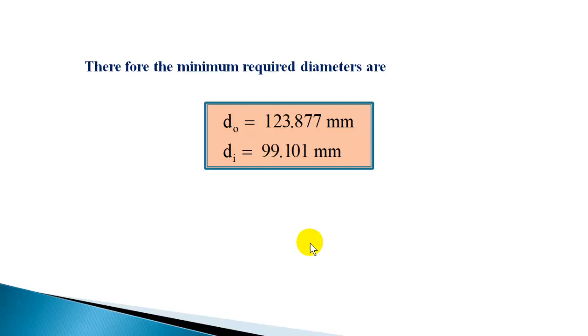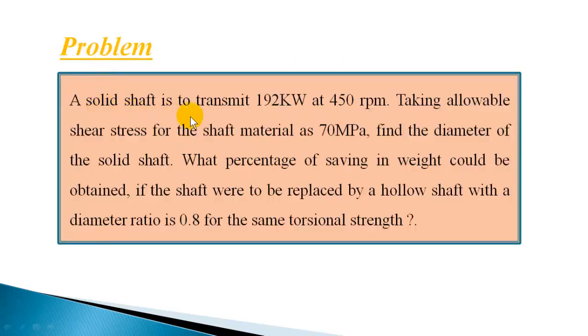Now let us work out another example. A solid shaft is to transmit 192 kilowatt at 450 rpm. Taking allowable shear stress for the shaft material as 70 megapascal, find the diameter of the solid shaft. What percentage of saving in weight could be obtained if the shaft were to be replaced by a hollow shaft with a diameter ratio 0.8 for the same torsional strength?